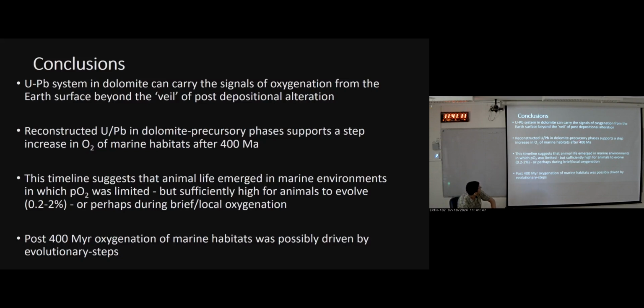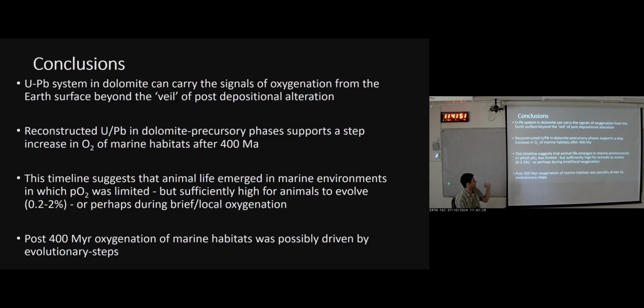And then the reconstruction of uranium to lead ratios based on this method show us that the levels of oxygen in ancient marine habitat increased dramatically at around 400 million years ago. This timeline suggests that early animal life evolved in basins, or in oceans, that were largely suboxic. They had very little oxygen in them, maybe just enough to enable these early animals to respire. So you can imagine very low metabolism, very slow moving animals.